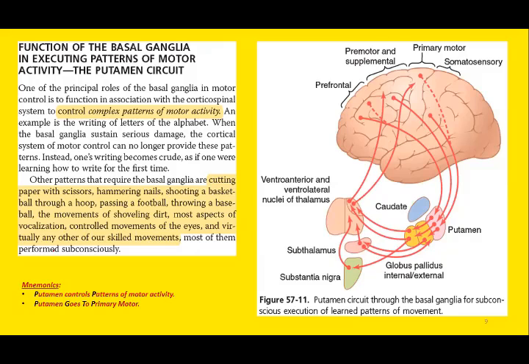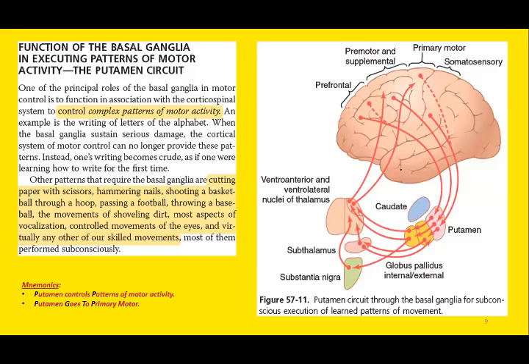These highlighted lines are the examples. For example, hammering a nail is a complex movement. Throwing a basketball into the basket, again, a complex movement. All these are complex movements. These are controlled by the putamen nuclei of the basal ganglia.